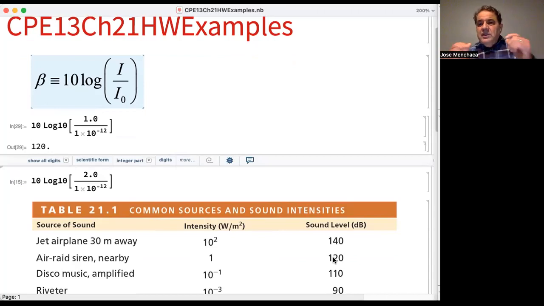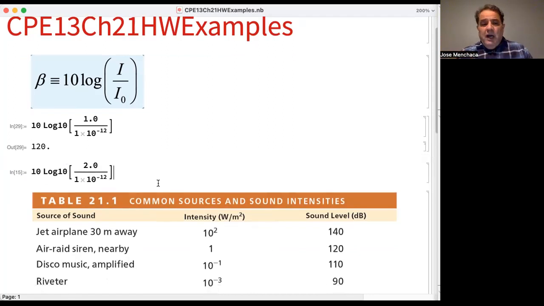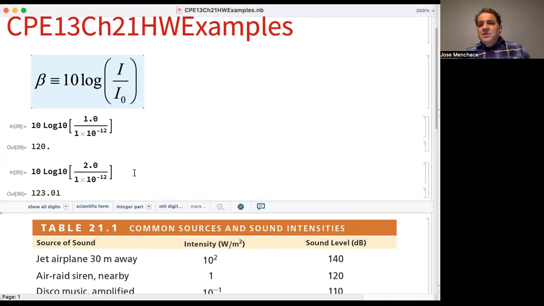So what if we double that? Is it 240? No, it's not 240. Let's put in 2 watts. 1 watt, let's double it, 2 watts. If we use the formula, it's 123. You remember in the lecture, I told you that 3 dB is doubling. Minus 3 dB would be half. So you can see it here.